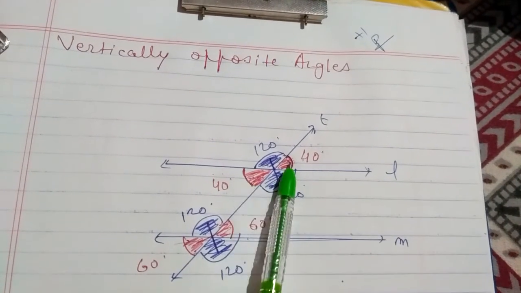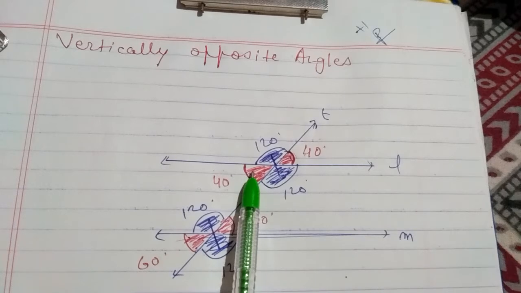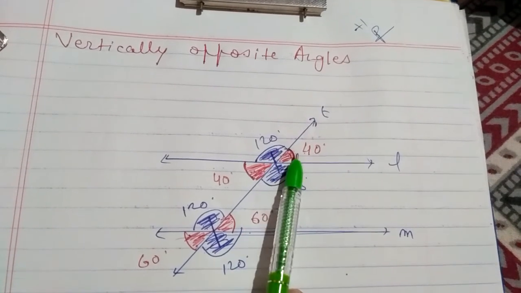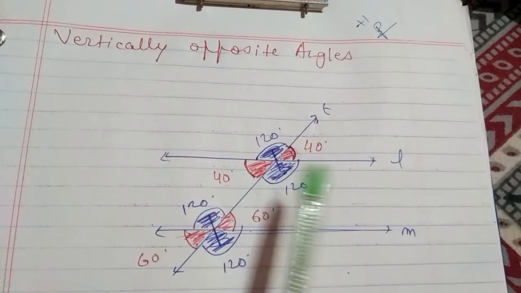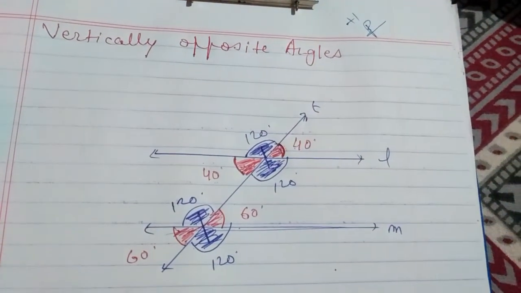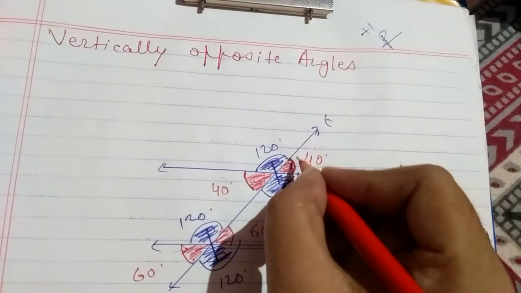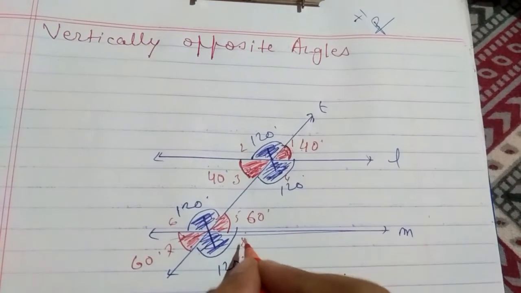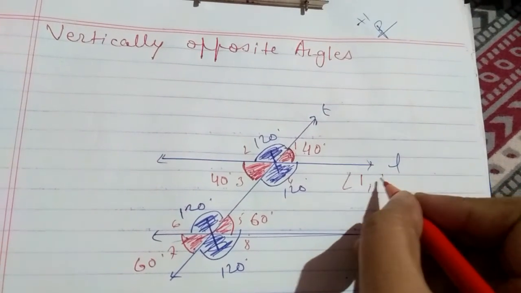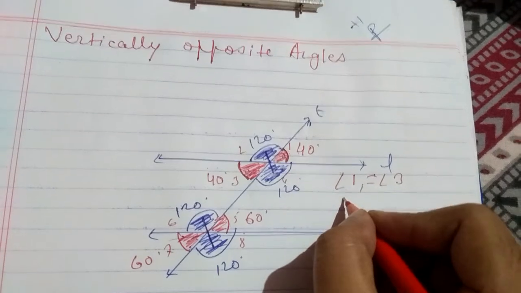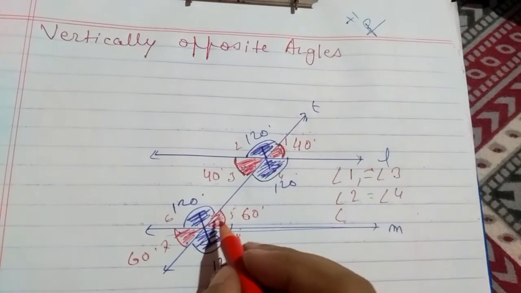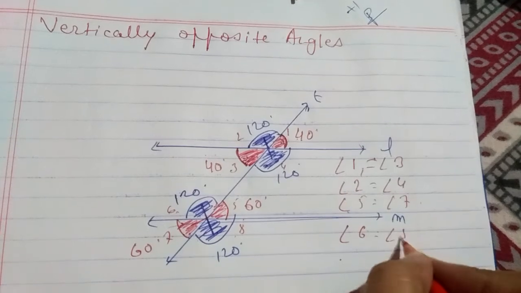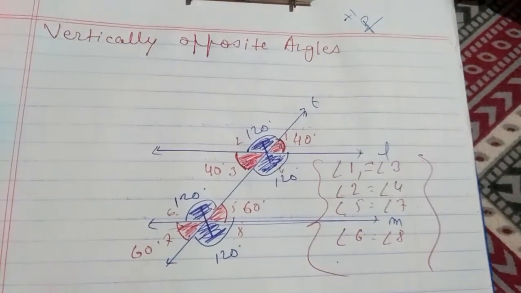What is it in vertically opposite angles? These angles we call vertically opposite angles, and this angle will be equal to the red one. Red will not be equal to blue, just keep that in mind. Suppose you name the angles 1 to 8, then angle 1 equals angle 3, angle 2 equals angle 4, angle 5 equals angle 7, and angle 6 equals angle 8. So this is the property of vertically opposite angles.